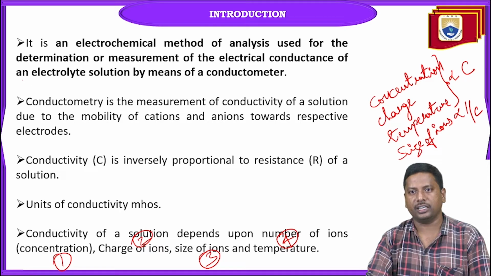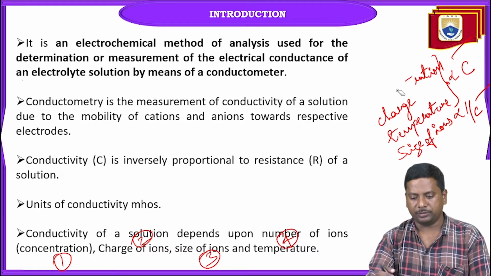Concentration, charge of the ions, and temperature will be directly proportional to conductivity, and size of the ions will be inversely proportional to conductivity. Okay, so this purely depends upon the overall ions occupied in the place. So that is called the conductivity.